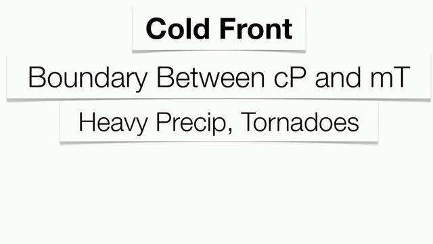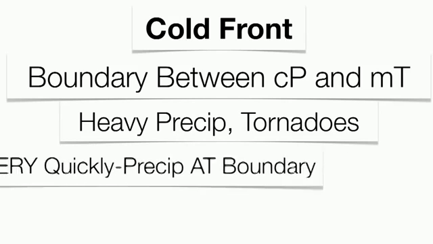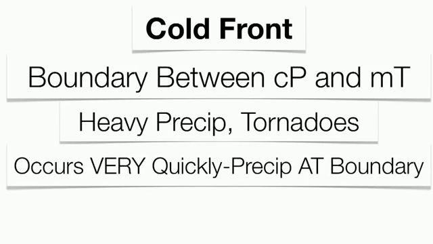So let's start out with the cold front. This is where a cold air mass is trying to overtake a warm air mass. What happens here is that you tend to get very heavy precipitation, tornadoes, and thunderstorms, very simply because you get a very quick change in the atmosphere. Cold fronts travel very quickly, so they force that warm air up so rapidly, condensation is so violent, you get that nasty precipitation right at the frontal boundary.